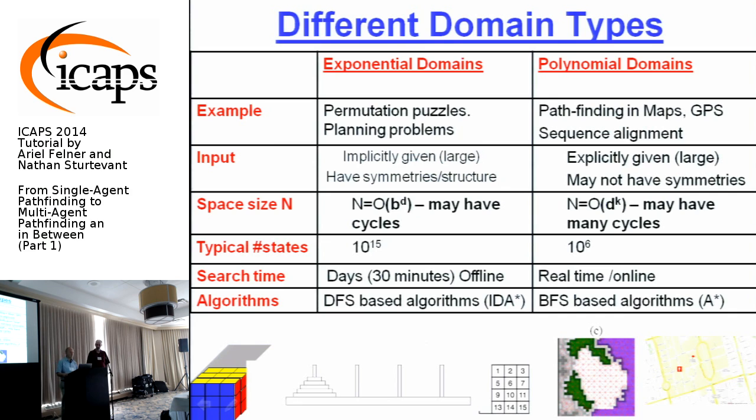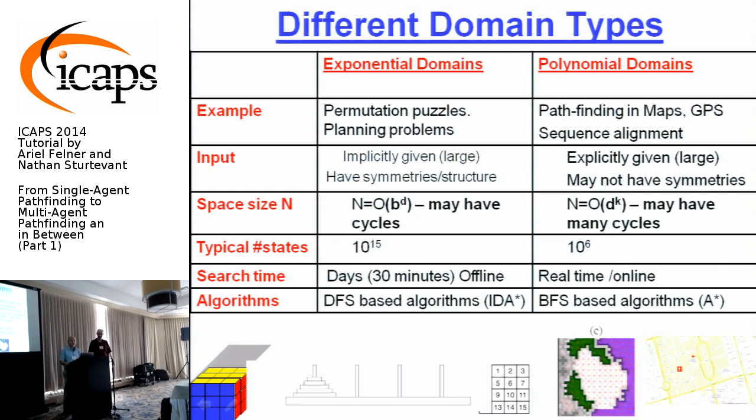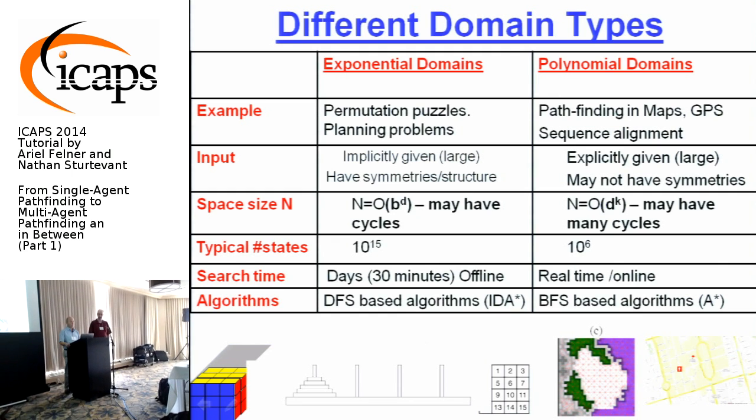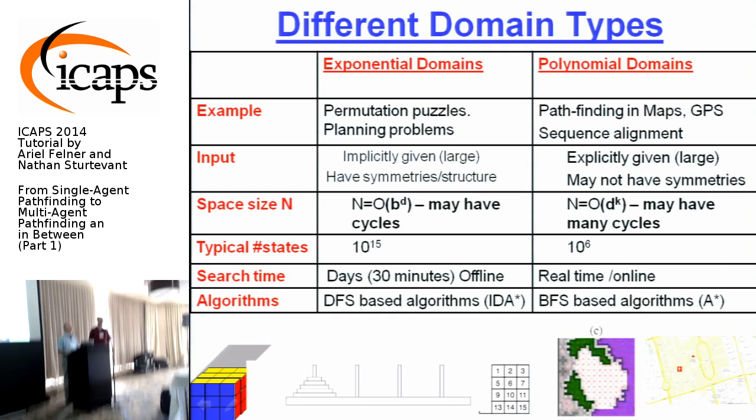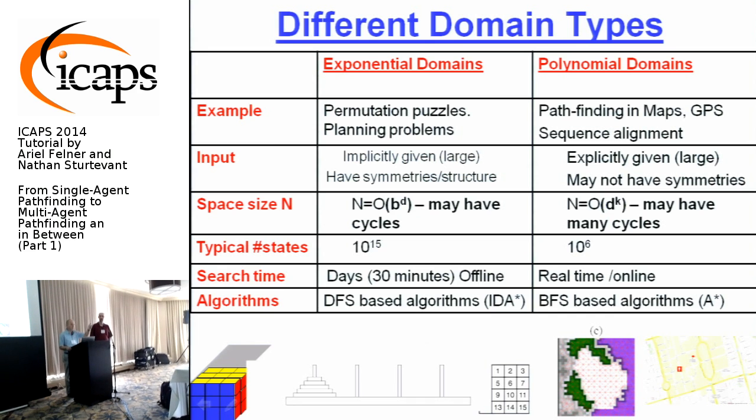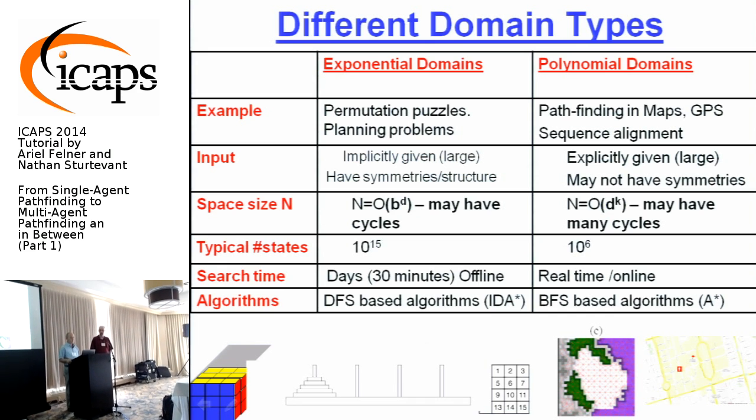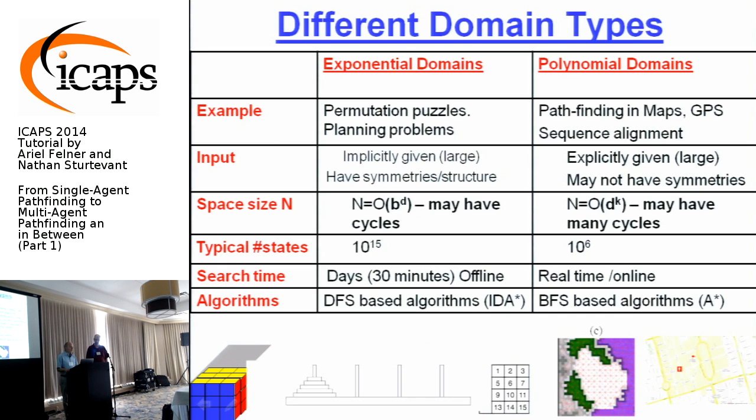So first, the input. Exponential domains are implicitly given because the graph is so large, no one can explicitly give you Rubik's Cube. We do not have enough time, and we do not have enough memory to generate this graph. As opposed to polynomial domains, which usually are given explicitly. Here is the graph, here are the nodes, here are the edges, and so on. Naturally, exponential domains have symmetries and internal structure in them. Not all of them, but many of them. This is why they can be given implicitly.